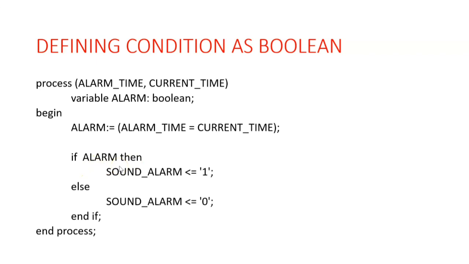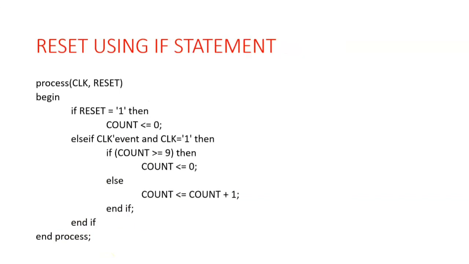We know that Boolean means it is either true or false. That means it is either 1 or 0. So if it is true, then one condition is satisfied, else the other condition. So this is how you define the Boolean variable and write the if statement based on it. Again, you have to write the end if and then write the end process.